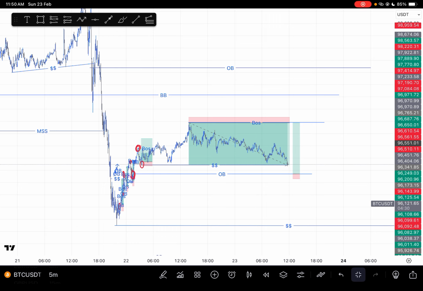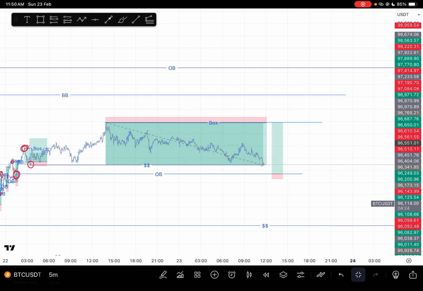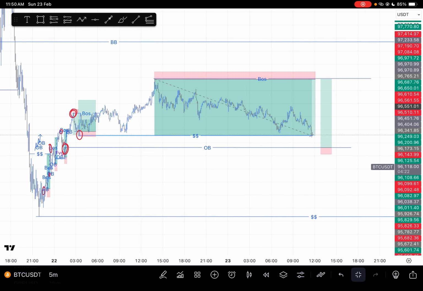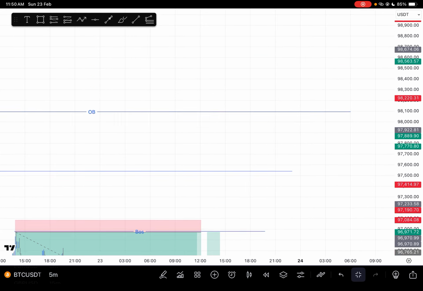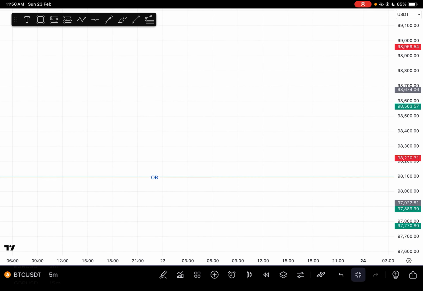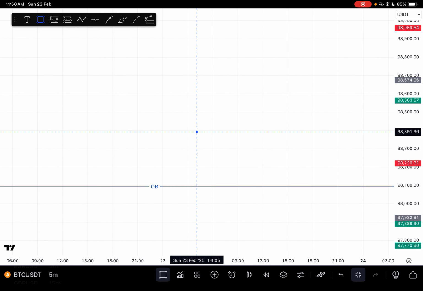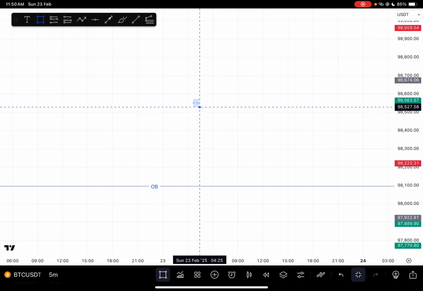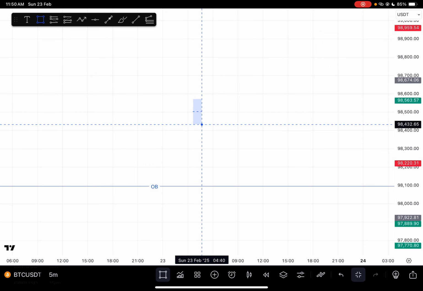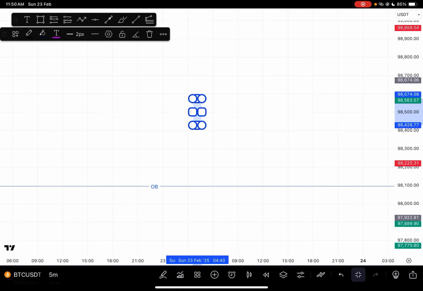It also works for GBPJPY, GBPCAD, and some other pairs. So you can also do a backtest on them. For those that don't know what an order block is, I'll be doing a quick explanation on order blocks. There are different types of order blocks, so I'll draw them on the screen for you guys to see.